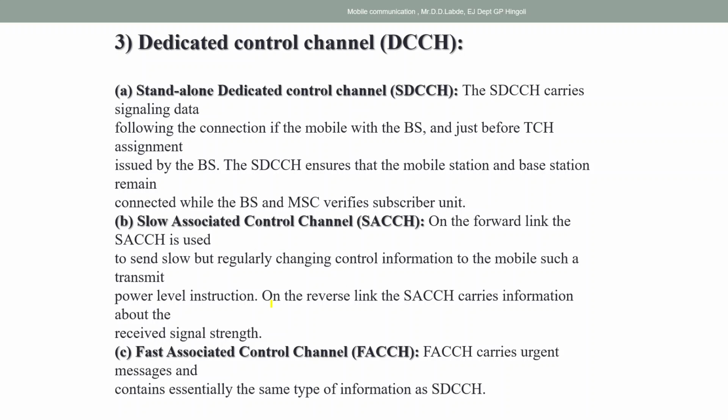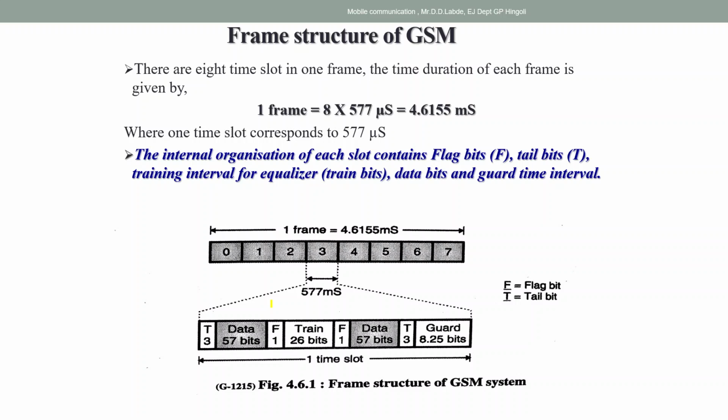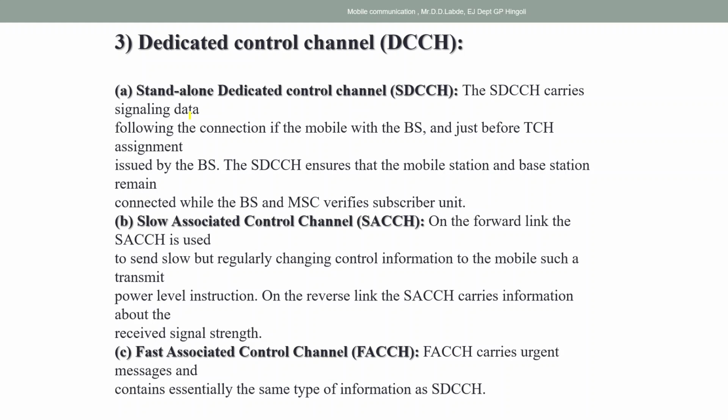Now next is your dedicated control channel, which is represented by DCCH. It has three different types: the standalone dedicated control channel, represented by SDCCH, the slow associated control channel, represented by SACCH, and the fast associated control channel, that is FACCH. The standalone dedicated control channel carries signaling data following the connection that keeps the mobile with the base station, just before the TCH assignment is issued by the base station. It ensures that the mobile station and base station remain connected while the base station and MSC verify the subscriber.